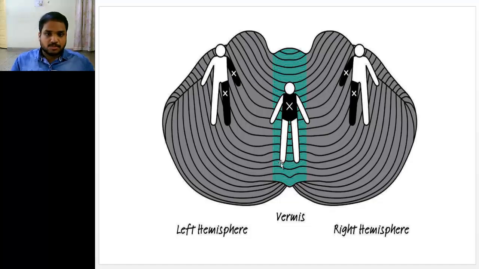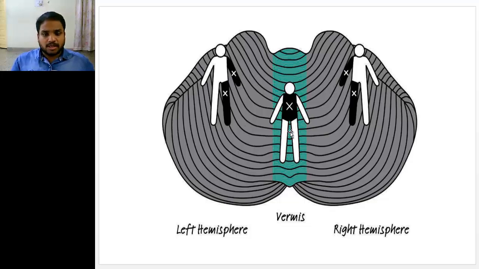So what is the function of the vermis? The vermis is responsible for the coordination of the central part of the body, that is the trunk, right? So the trunk region, for coordination, it is the vermis that is involved, right? And the left hemisphere as well as the right hemisphere lesion would produce an ataxia of the same limb itself, right? So in the right hemisphere, the right upper limb and lower limb, in the left hemisphere, the left upper limb and lower limb, right? So that is the case of a hemisphere lesion, right?